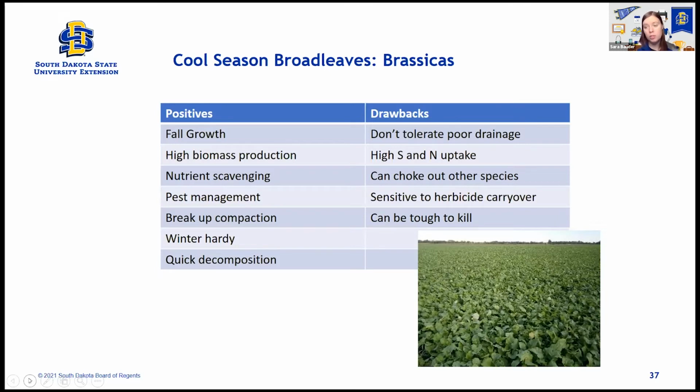Of course, there's some nutrient cycling going on, but that's one thing they do. They can choke out other species because they do have that nice branch top portion. They're sensitive to carryover with herbicide, and that's true of a lot of our covers. And they can be tough to kill, like I mentioned earlier. So just keep those things in mind. We can get these crops killed off in the spring, but if we're expecting them to winter kill and they don't, don't be totally shocked if you have some escapes.